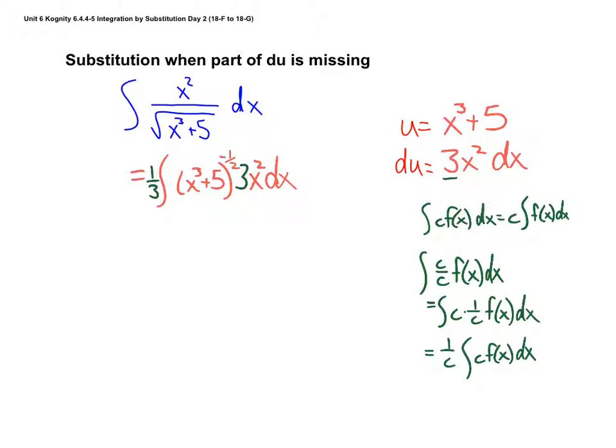So notice now I have du, the whole thing. I do have a 1/3 outside the integral, but that's okay. I'll handle that at the end. Now I'm just taking 1/3 of the integral of u to the negative 1/2.